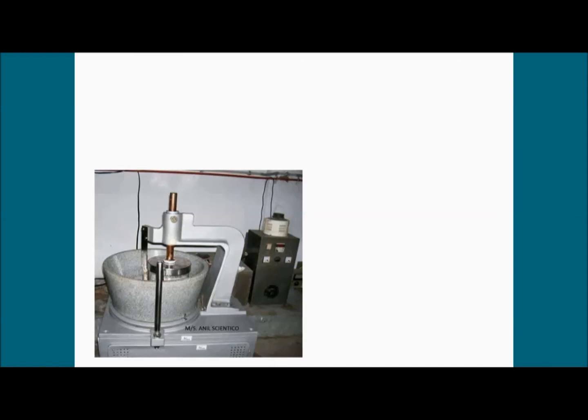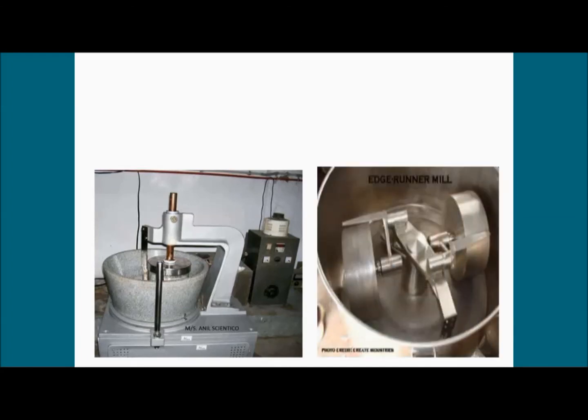So here I have shown you, this is the end runner one. This is the end runner which we have discussed just now. This is the pestle, this is the motor. The pestle starts revolving once it is connected to the motor, right? And this is the edge runner. Here we have two rolling balls, or you can say rolling wheels. These may be made of steel or of stone, right?